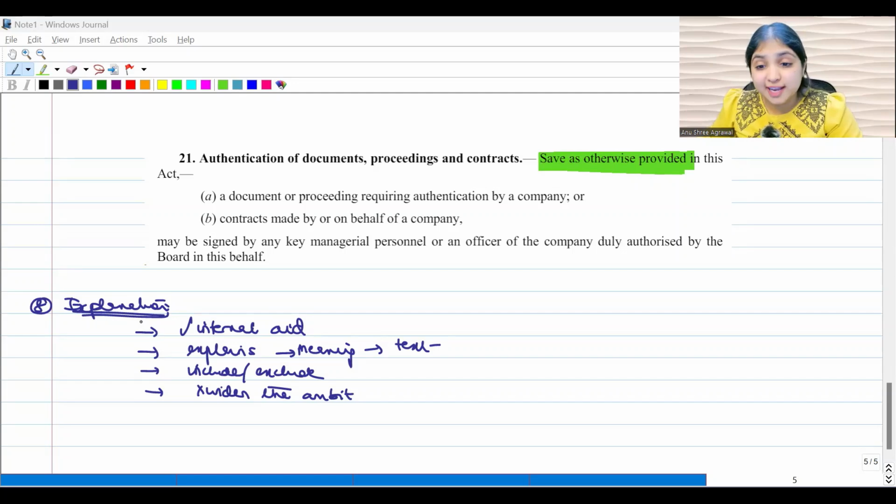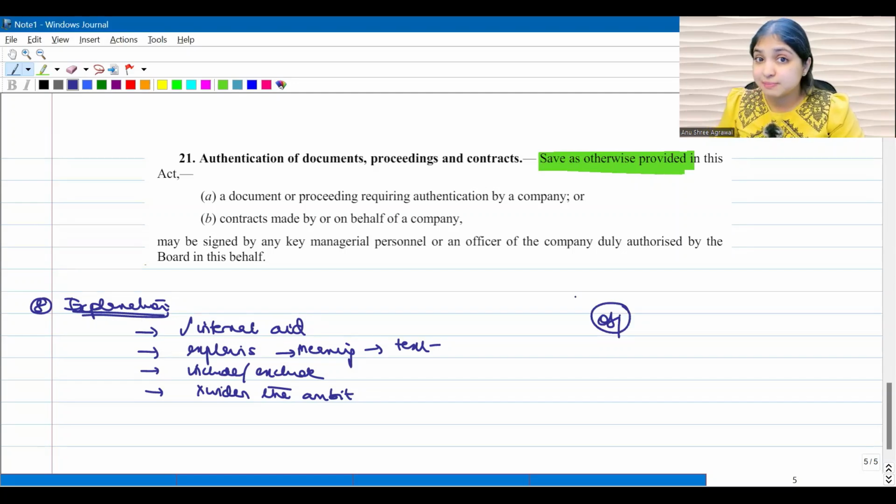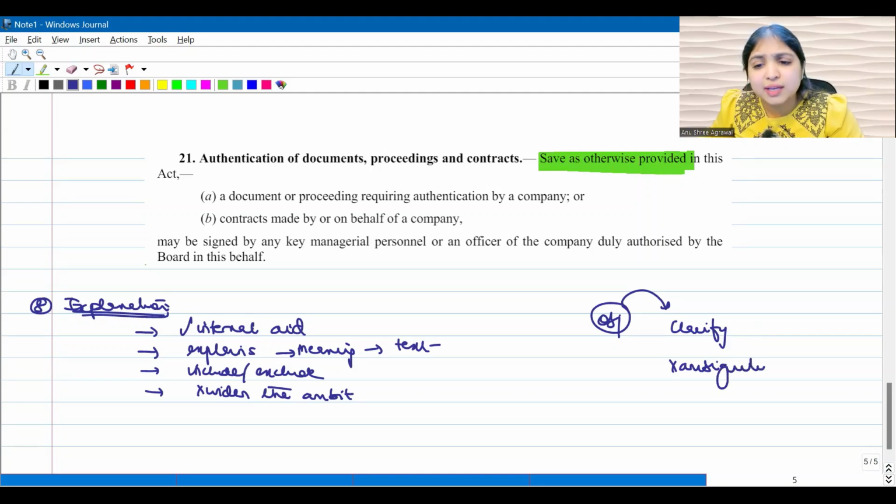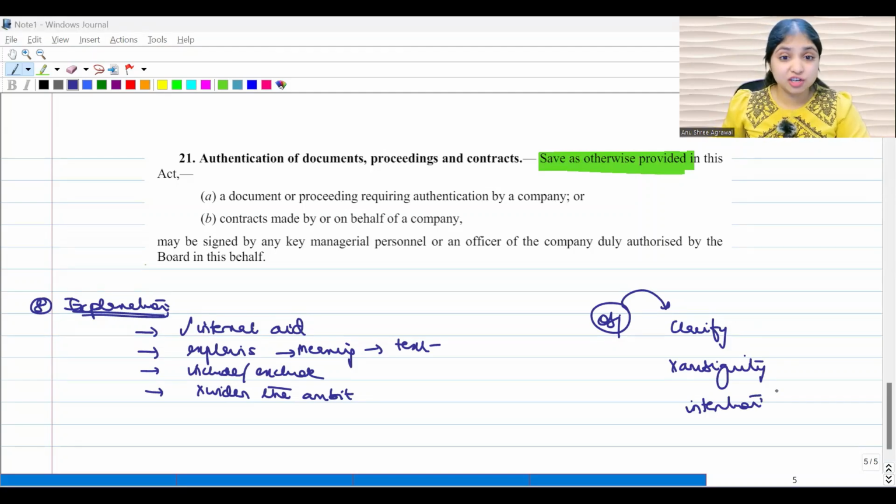Why do we include the explanation? What is the objective of putting the explanation in the section? The objective is just so that we can clarify some confusions, clarify some vagueness, remove the ambiguity, and through the explanation, the lawmaker is very clearly communicating what his intention is.